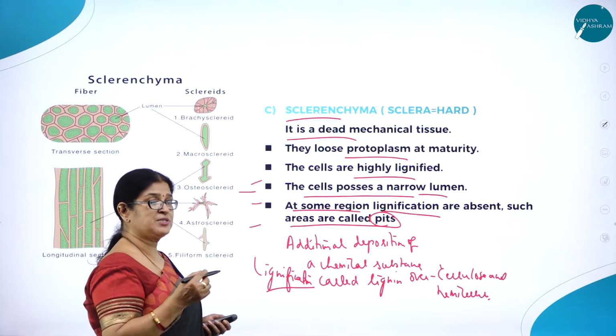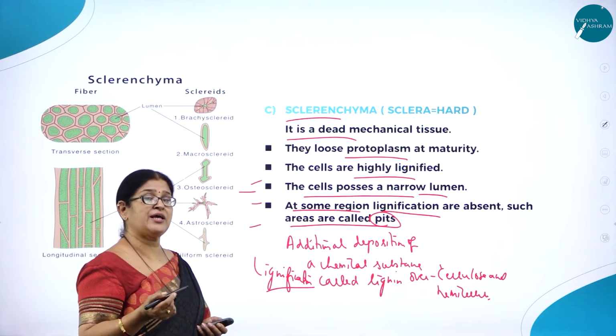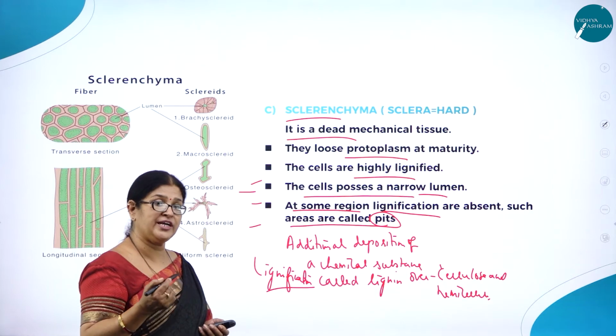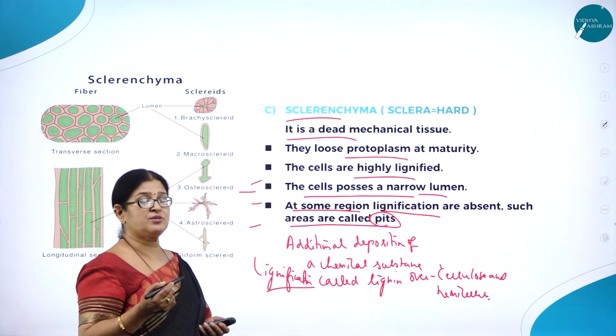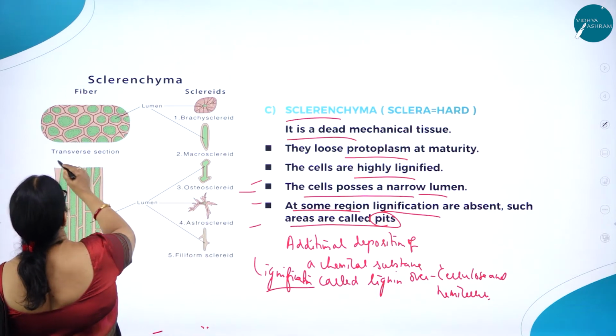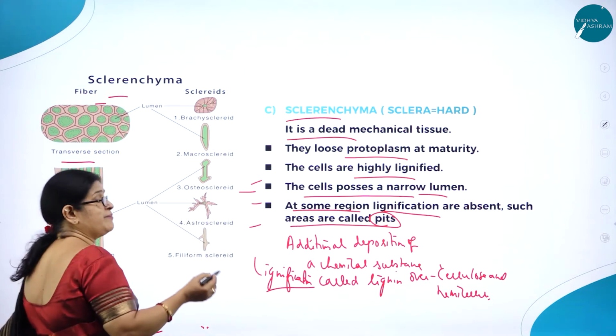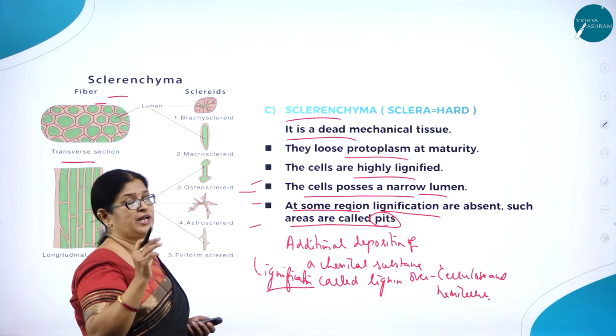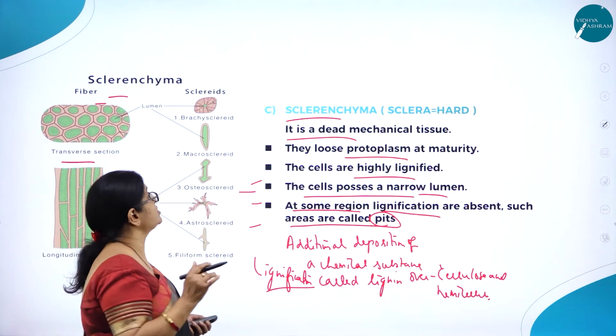And the cells possess what? Narrow lumen. Why is there a narrow lumen? Because there is more deposition of lignin, and at some regions you don't find the lignification, and such areas are called pits. So here you can see the sclerenchyma. Sclerenchyma is again broadly classified into two types. One is called fiber and the other one is called sclereids.